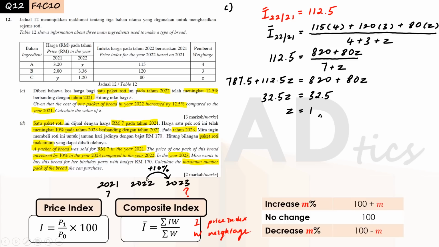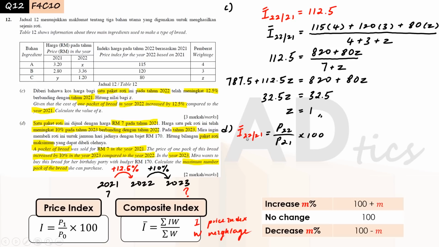So this change actually is given in part C, right? Because here it says the cost of one packet of bread in the year 2022 increased compared to 2021, right? So from 2021 it increased this percentage. Alright, so now we have the percentage increase, and to find the price, why not we use this formula? Right? Because it helps us to find out the price. Okay, so the formula would be something like this.